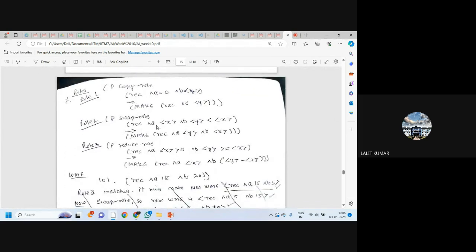Now this is a very interesting question. Question number 7. A rule has been given, rule 1, 2, and 3, and the WME is given. Now please solve it. I think I have solved it. I think the reduce rule will fire, and then it will change to 20 minus 15. So it will become A15 B5. Very nice.